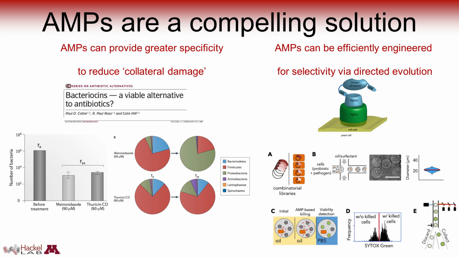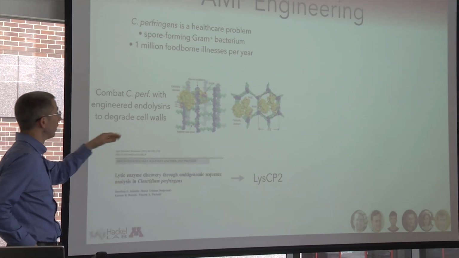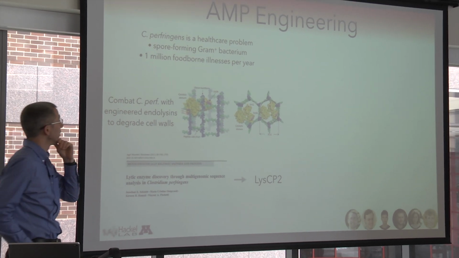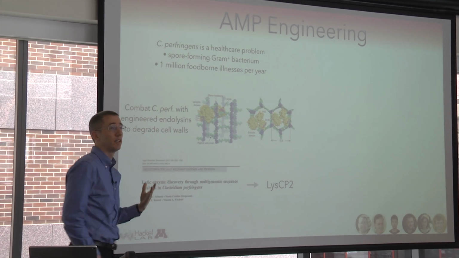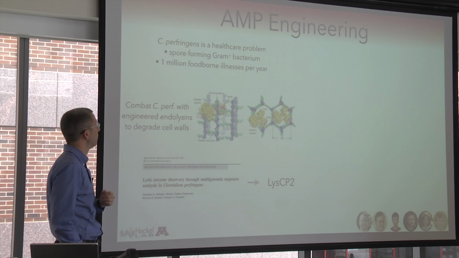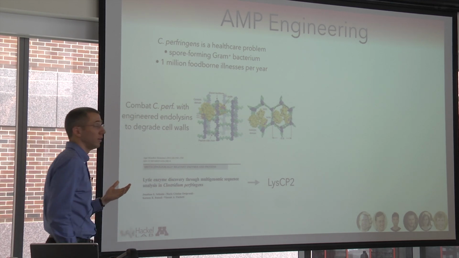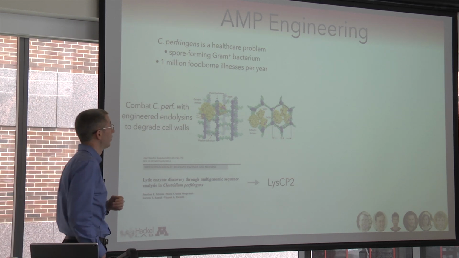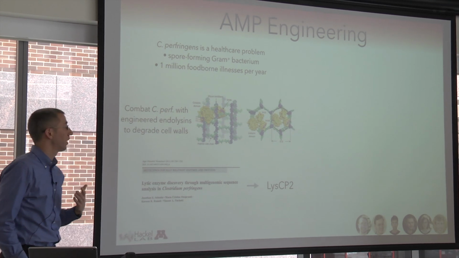It's also important, as I've highlighted, that these can be efficiently engineered, either using the yeast display system I talked about before, or other strategies that we and others are working on, such as co-encapsulation of both the AMP-expressing probiotic host and the pathogen inside of these agarose droplets, so that we can interrogate how active a particular AMP is relative to others. A particular example here is some work that Seth Ritter and others in the lab have been working on. C. perfringens is a pathogen which is a substantial healthcare problem. It's a spore-forming gram-positive bacterium. It yields upwards of about 1 million or so foodborne illnesses every year, and therefore we'd like a solution to combat that.